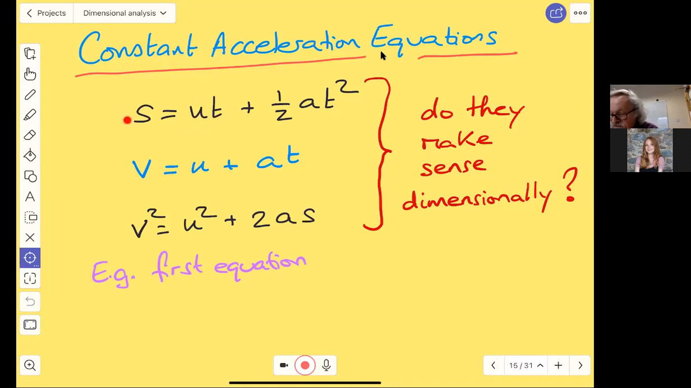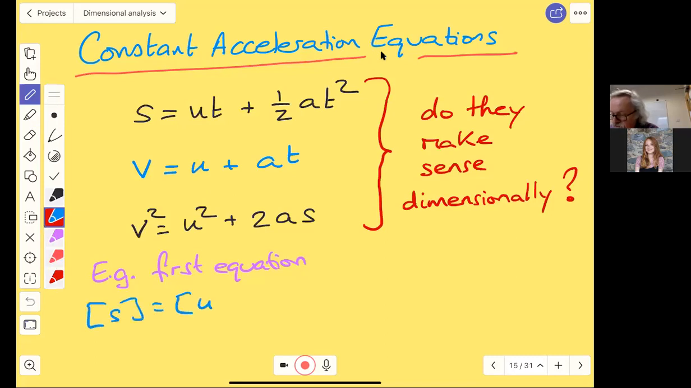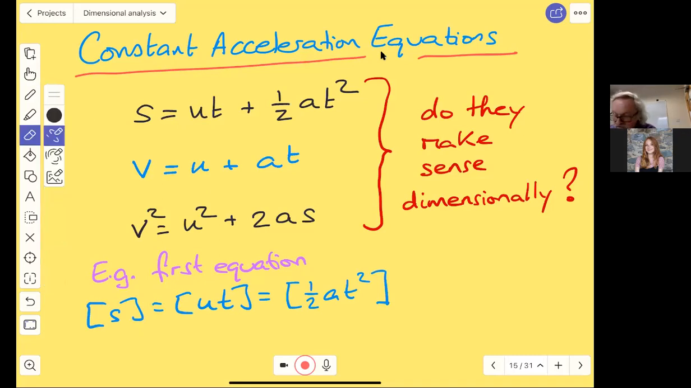So in terms of dimensions, this equation tells you that the dimensions of S are the dimensions of ut, which are also the dimensions of a half at squared. And this is really easy to verify, because the dimensions of S, well, S is just a length, so it's got dimension L.